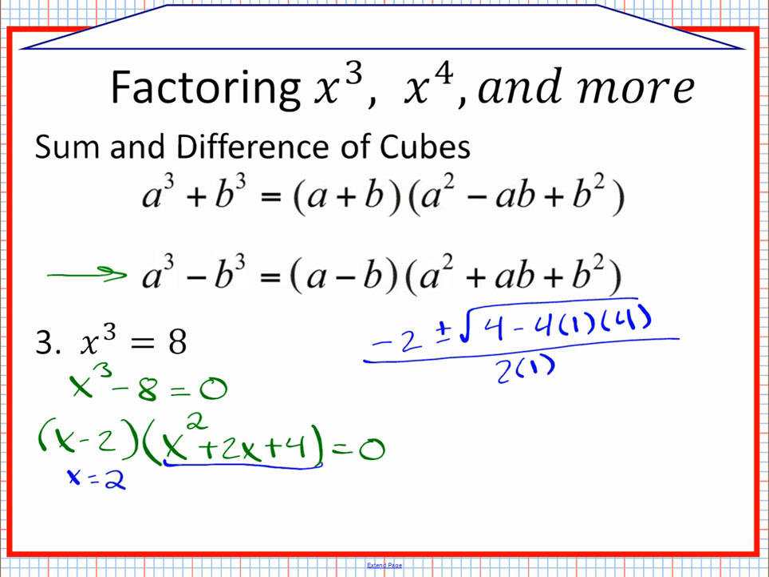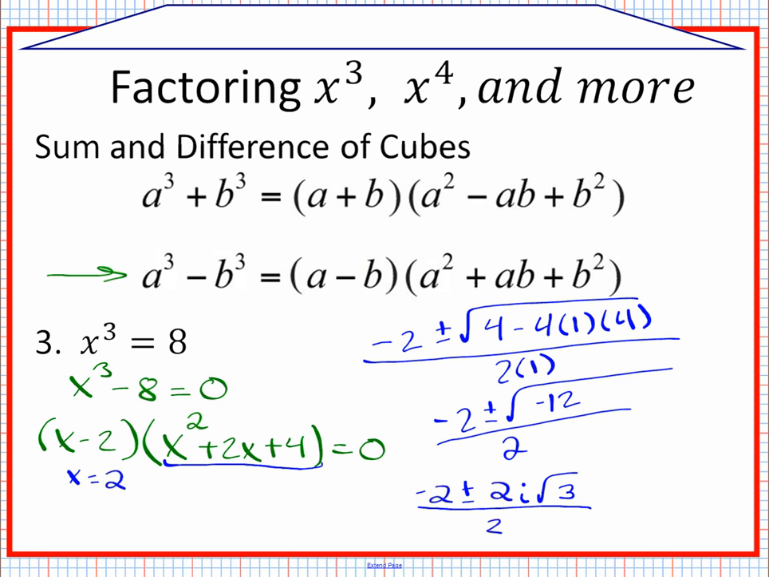If you were an Algebra 1 student, you'd get to stop here, because we're taking the square root of a negative number. All right, I get negative 2 plus or minus the square root of negative 12 over 2. That is the same thing as negative 2 plus or minus 2i root 3 over 2.